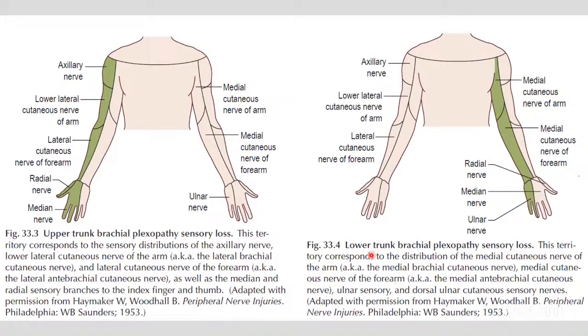In lower trunk brachial plexopathy, sensory loss will mainly involve the inner aspect of the hand, forearm, as well as the arm, involving the medial cutaneous nerve of arm, medial cutaneous nerve of forearm, and the medial aspect of the hand.